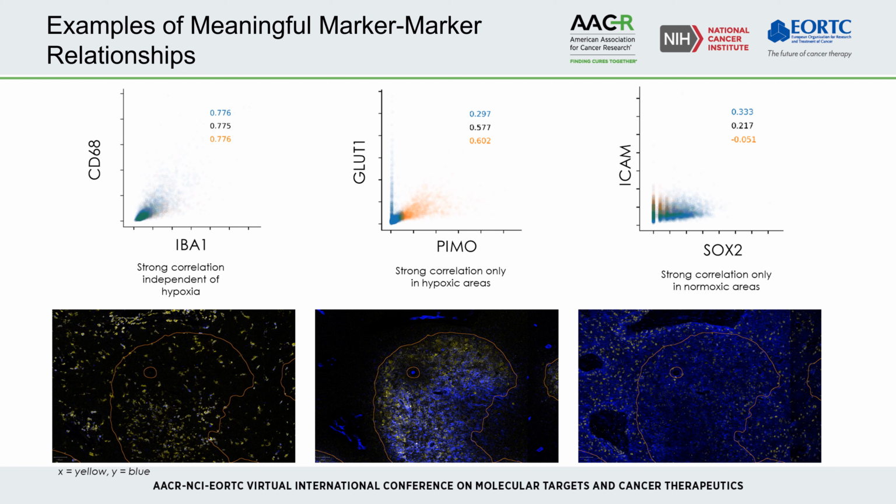Some examples of meaningful co-expressions include that of CD68-IBA1, which shows a strong correlation independent of hypoxia, GLUT1 and pimonidazole showing a strong co-localization only in hypoxic areas, and ICAM-SOX2 showing a moderate co-localization in the absence of hypoxia.